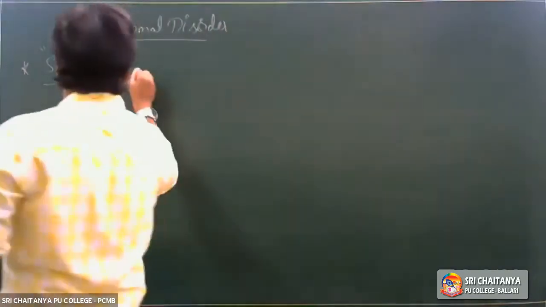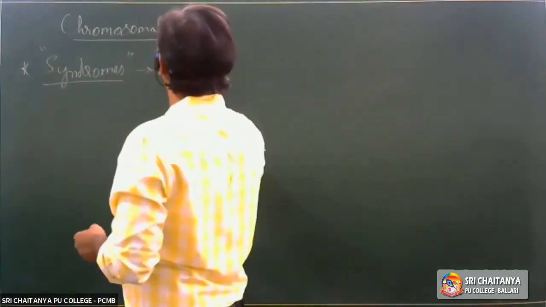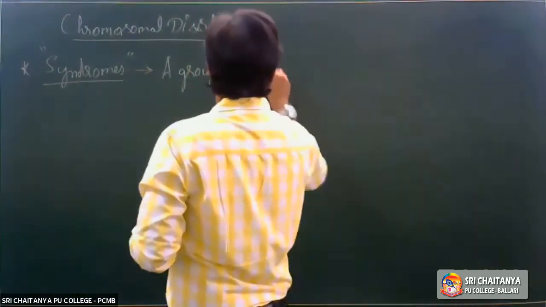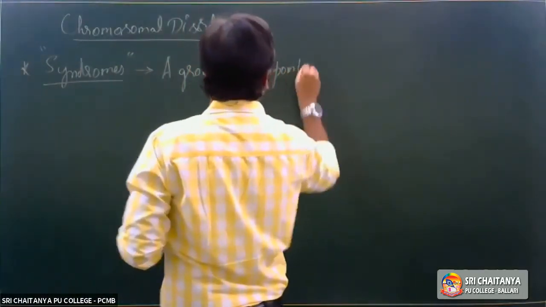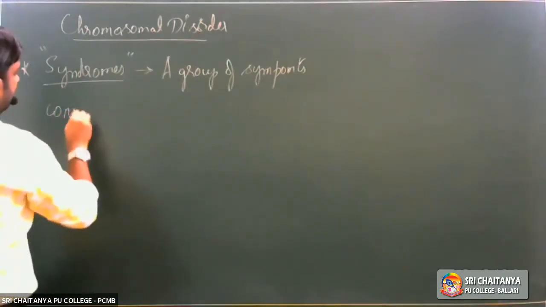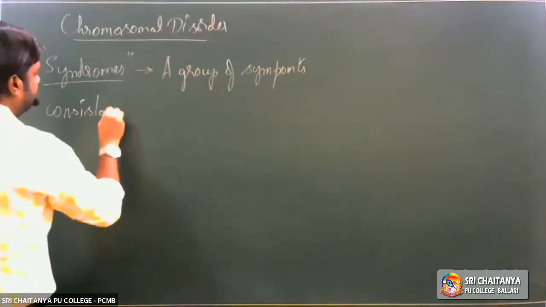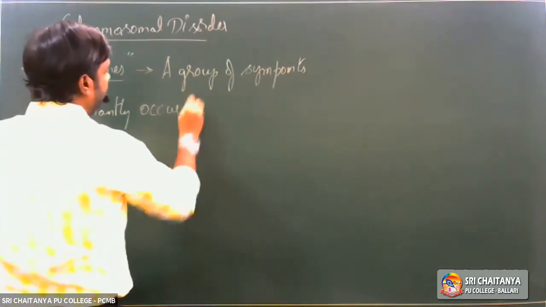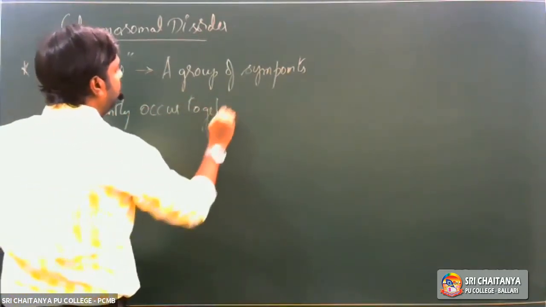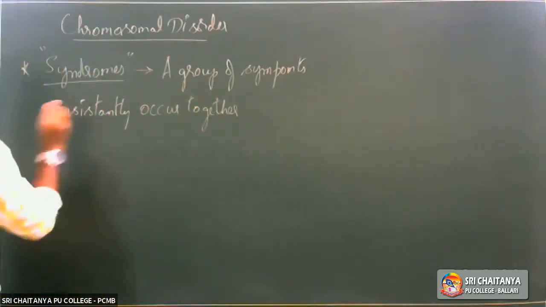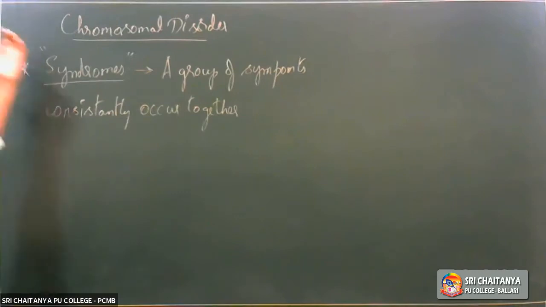So what is a syndrome? A syndrome is nothing but a group of symptoms consistently seen together. If a group of symptoms consistently occur together, then we start calling it a syndrome.